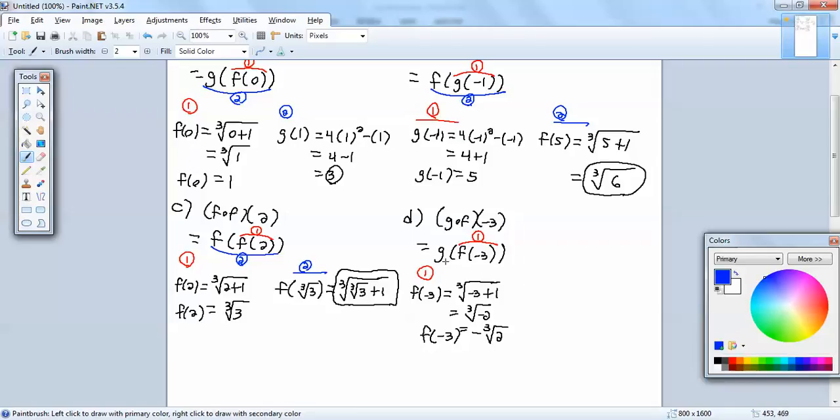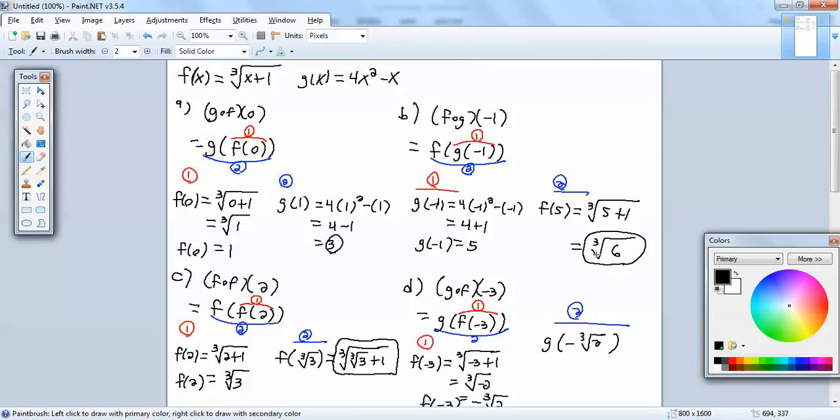Now we're going to focus on the outer. We know f of negative 3 is equal to negative cube root of 2. So we're going to replace the f of negative 3 right here with negative cube root of 2. So we're going to be finding g of the negative cube root of 2. So I'm going to go to my g of x, and everywhere I have an x, I'll go ahead and put parentheses in. And inside the parentheses, I'll be plugging in negative cube root of 2.